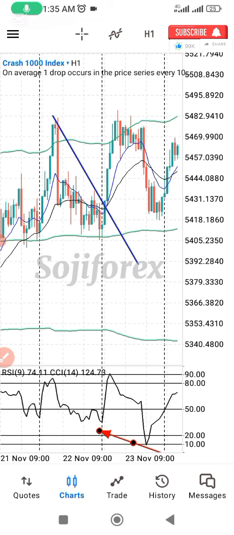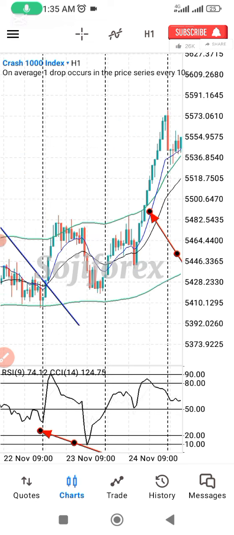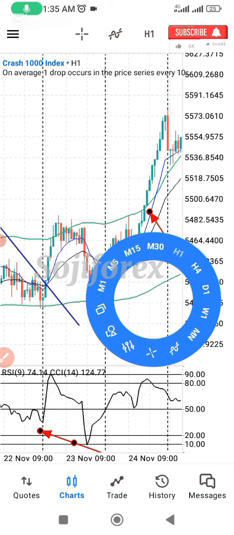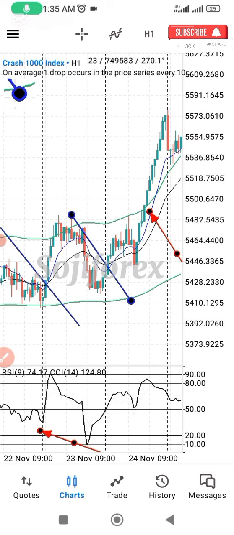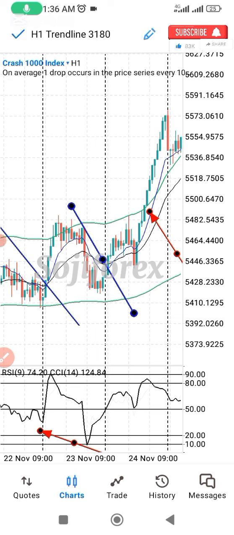And again, price pushed to the upside. Price is now pulling back again. What do you want to do? You put another of your trend line. Price is still above the middle Bollinger Band. So you are not concerned about looking for opportunity to sell. You are looking for opportunity to buy.